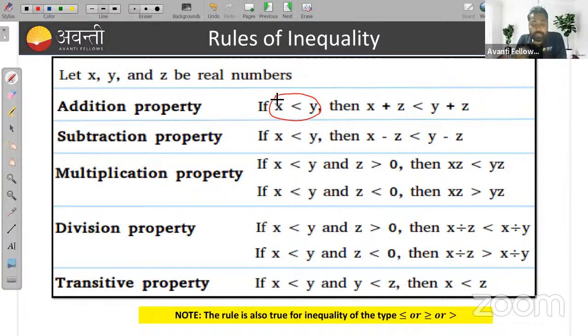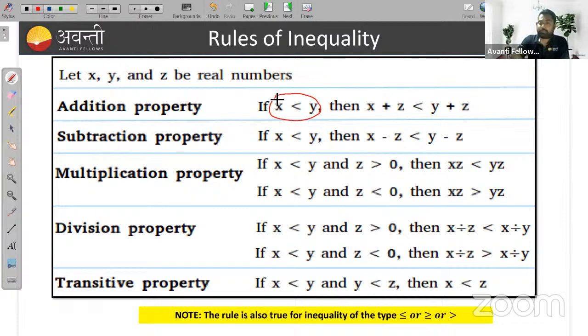In case of multiplication, if you have x is less than y, and you are multiplying a positive number z to both sides of this inequality, then the sign will not be changed. If you are multiplying a negative number to both sides of this inequality, then the sign of the inequality will be reversed, right? Now if you have less than in the original given inequality, then it will be greater than when you are multiplying a negative number to both sides of the inequality.